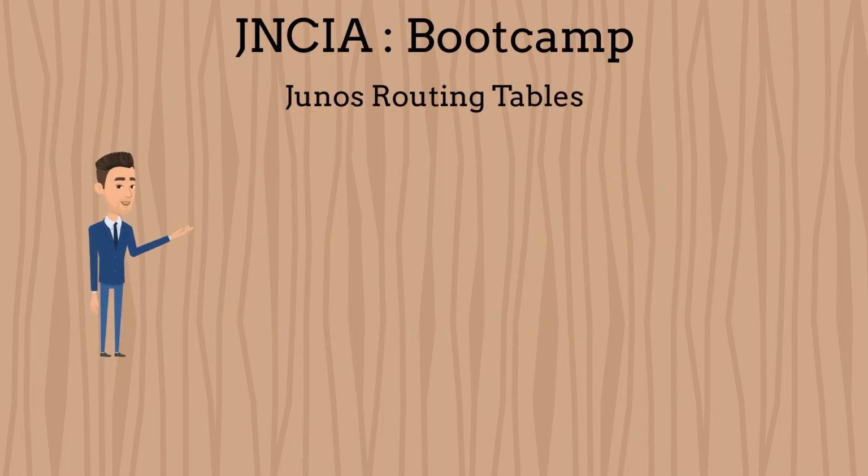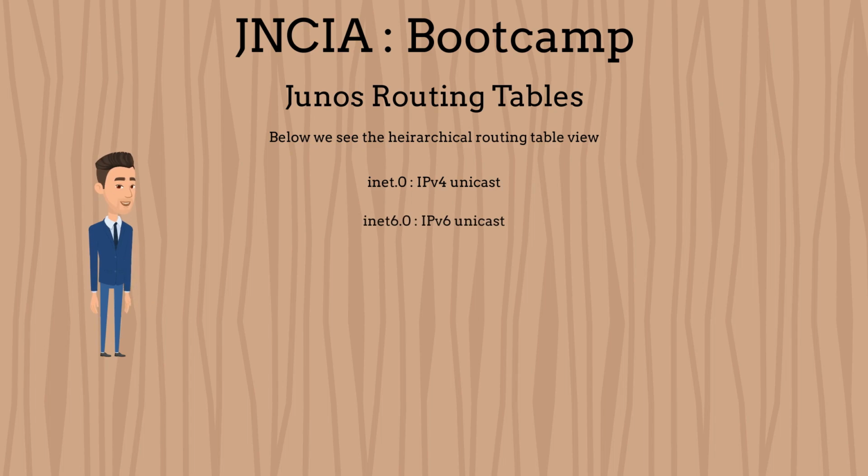Junos routing tables. Below, we see the hierarchical routing table view. We see inet.0. That's for IPv4 unicast. We see inet6.0. That's for IPv6 unicast. We see mpls.0. That's for MPLS forwarding. And we see inet.2, which is used for multicast, and RSVP, which is reservation protocol. Understanding these tables is key to mastering routing behavior in Junos.